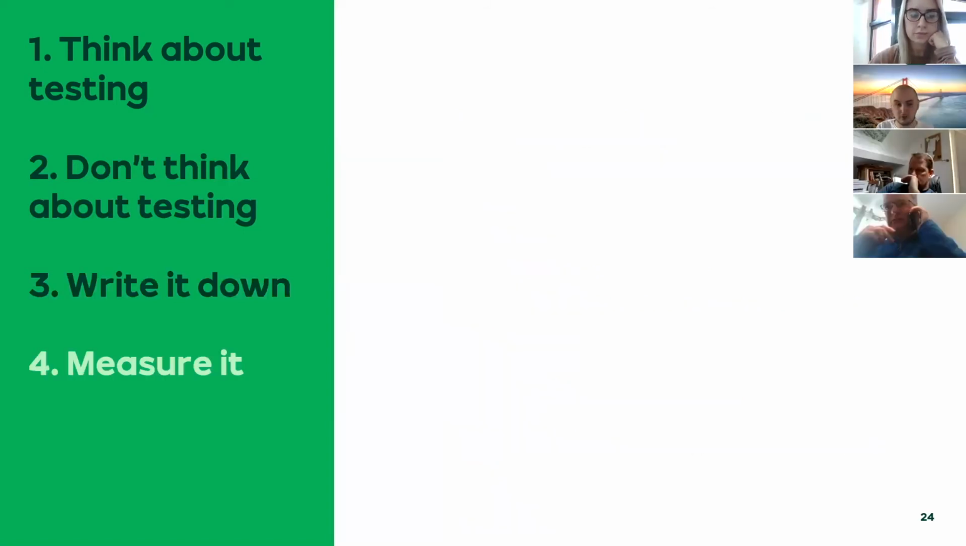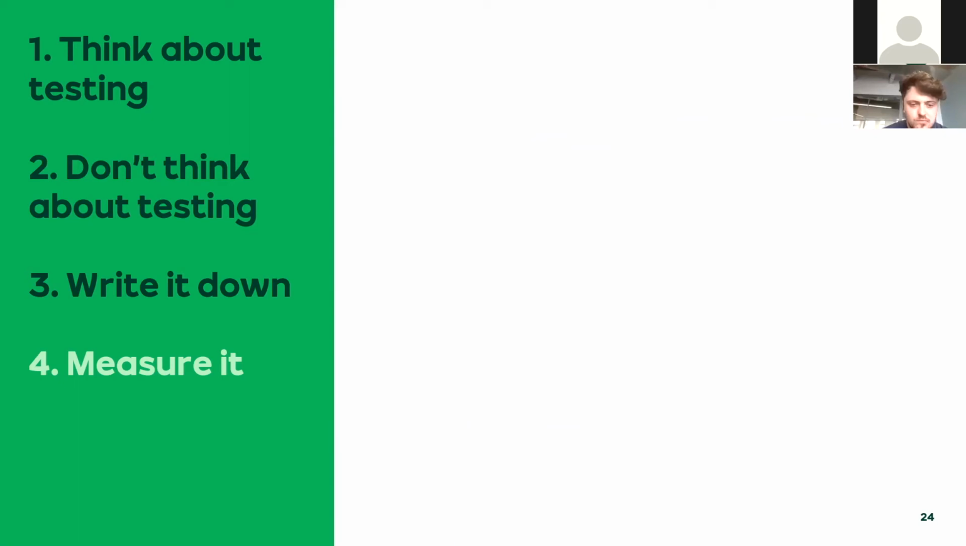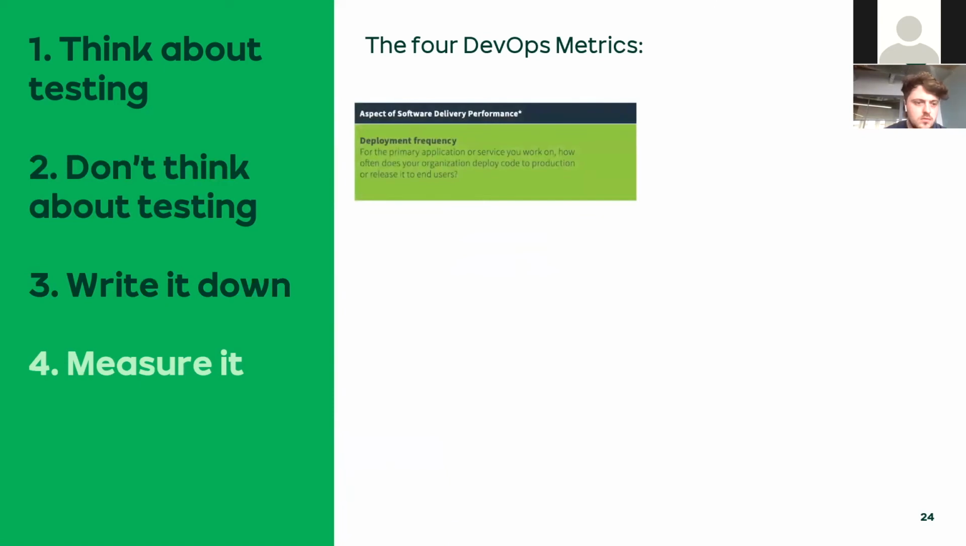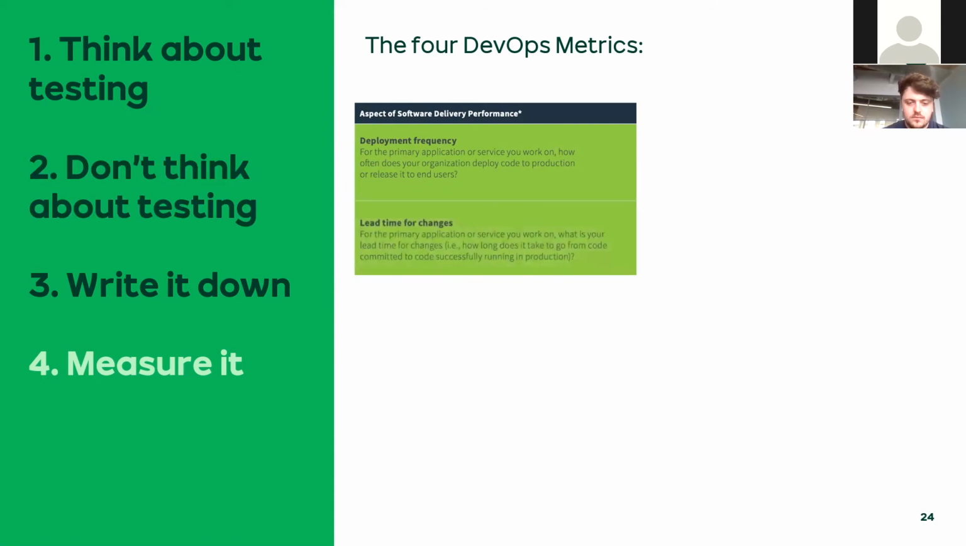Measure it. So for years it's been said we can't measure quality, but I think this is the closest we can get to it, or what I see is the closest we could get to it. And that's using the 4 DevOps metrics, or the DORA metrics, or the Accelerate metrics, 4 metrics basically, which is looking at how often you deploy. So how often is it going from developers' machine, or as an artifact, all the way through to production and to end users. And the lead time for these changes.